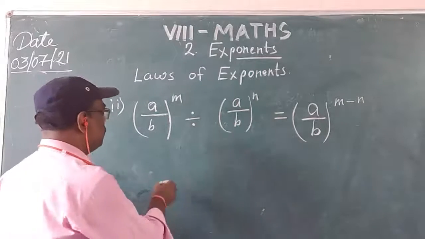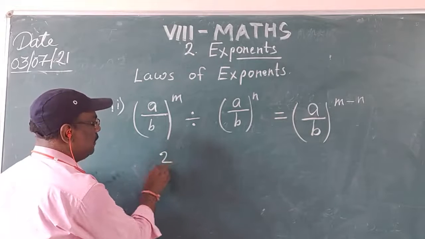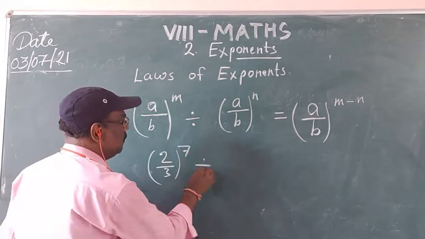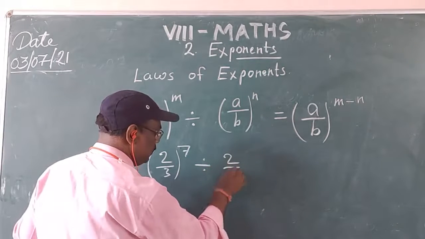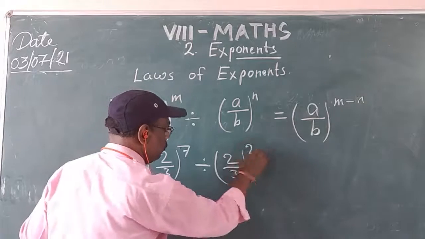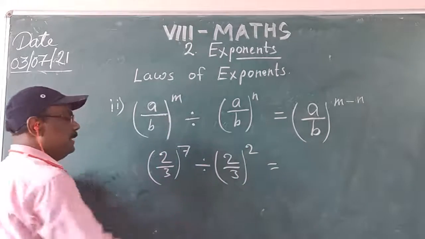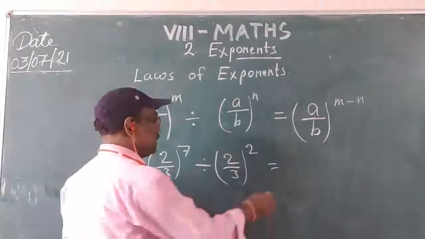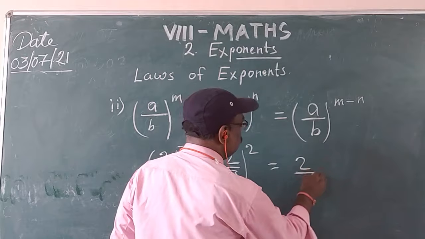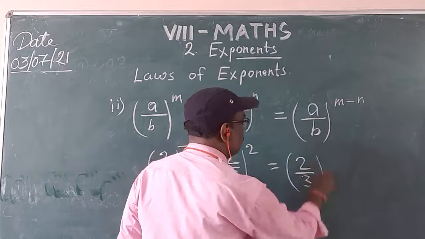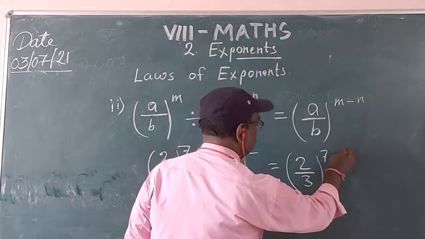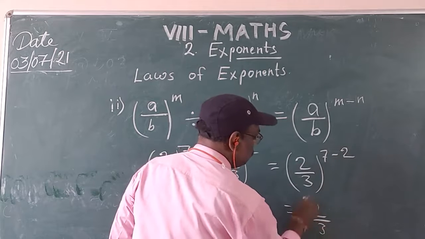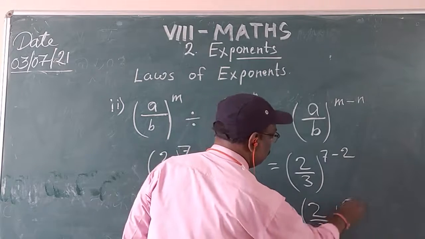Okay. Suppose I take the same example. Now I have written (2/3)^7 divided by (2/3)^2. Here you can see the bases are the same. We need to divide, so I need to subtract. So I will take the common base 2/3, and write 7 minus 2. So I will get the answer (2/3)^5.